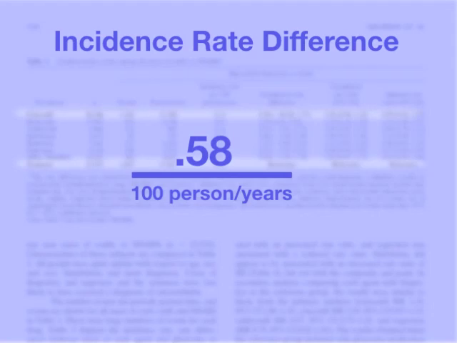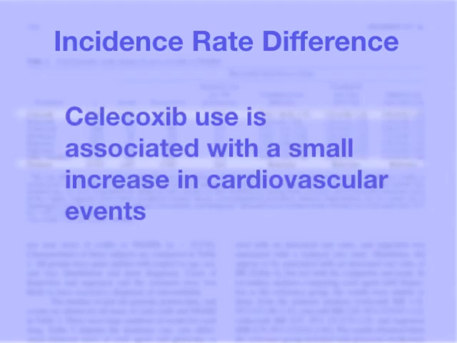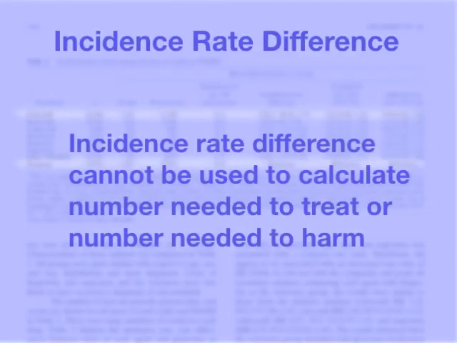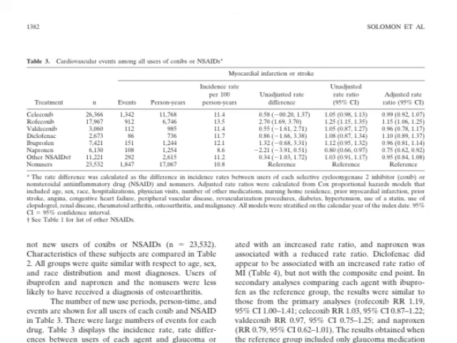Note that the denominator should have been included in the column label. Now we see that celecoxib use is associated with a small increase in the risk of cardiovascular events. Also note that the incidence rate difference cannot be used to calculate a number needed to treat or a number needed to harm. You need a risk difference for that. All the remaining numbers in this table can be calculated in the same way, giving an assessment of the risk of using the drug compared to no use.